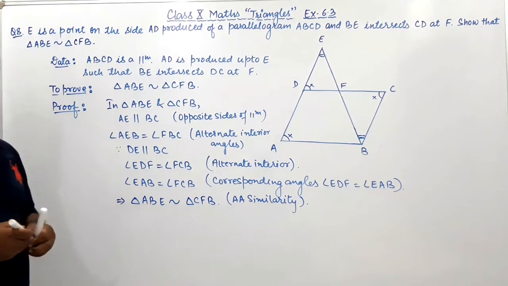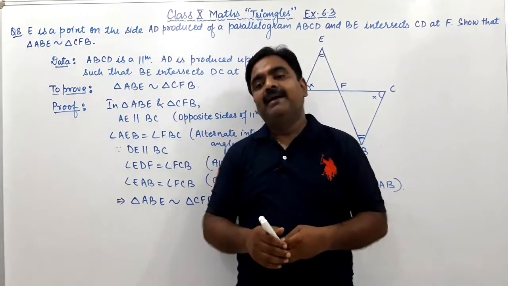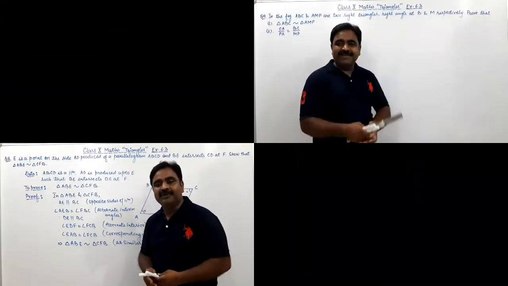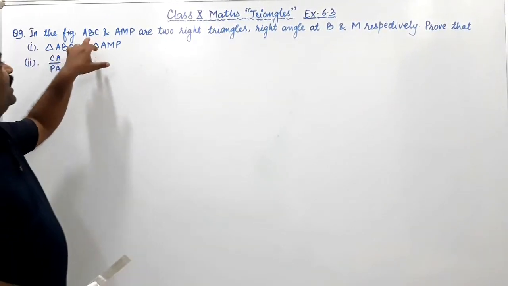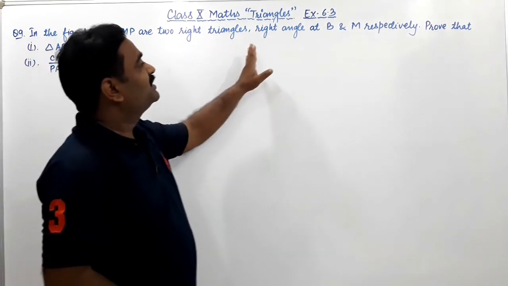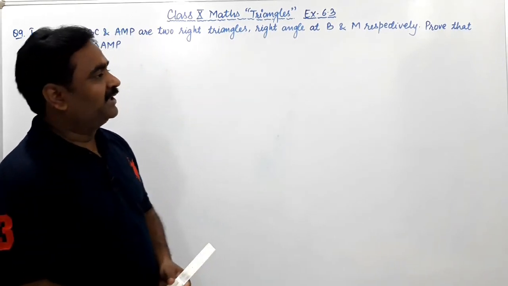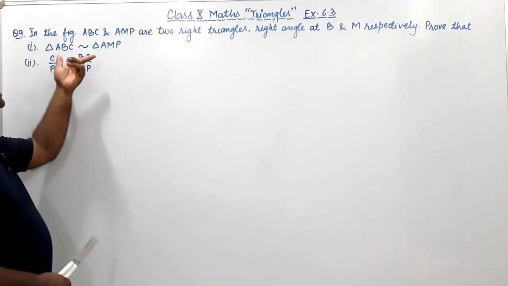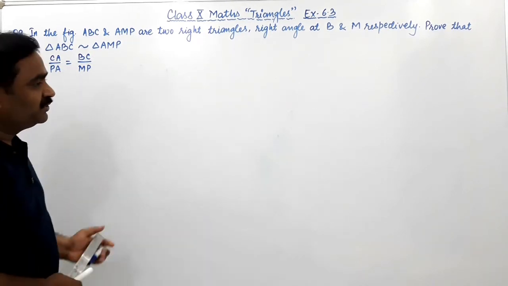Okay friends, so it is proved. Write it in your notebook and revise it properly. Let's see question number 9. In this it is given, in the figure ABC and AMP are two right triangles, right angle at point B and M respectively. Then prove that triangle ABC is similar to triangle AMP. So let us draw the figure first of all.